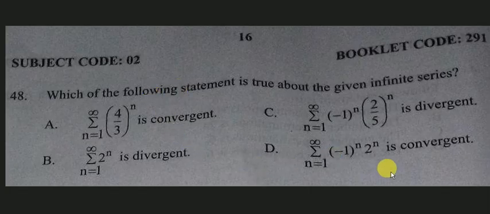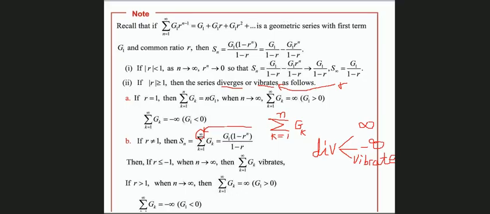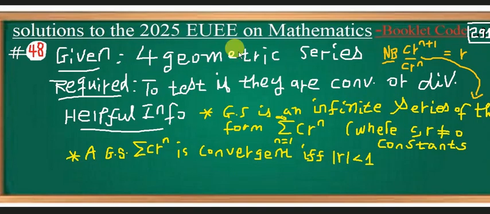The question is which of these statements is correct. Okay, so we are given geometric series and are required to test if each of the given series is convergent or divergent. What helpful information do we need? First is the meaning of geometric series. A geometric series is an infinite series of this type, by the way.